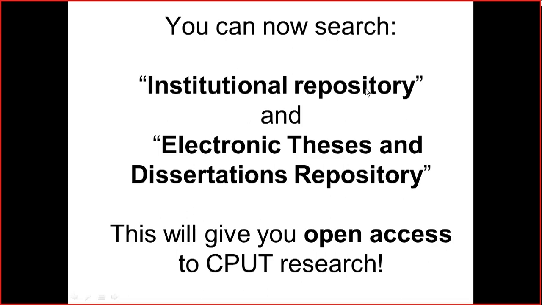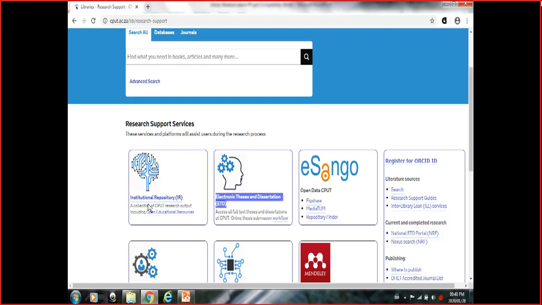Now you can search the institutional repository, which includes the work that the theses that have been uploaded there, or at least not only theses, but the journal articles that staff members and students have written. And you can also search electronic thesis and dissertation repository, which will give you access to theses. CPUT is open access, so whether you're a student or not, you'll be able to access these elements. So you'll see here's the institutional repository. It has a lot of work that we have written as academics and yourself, the students. And then this is where you can find theses of CPUT.